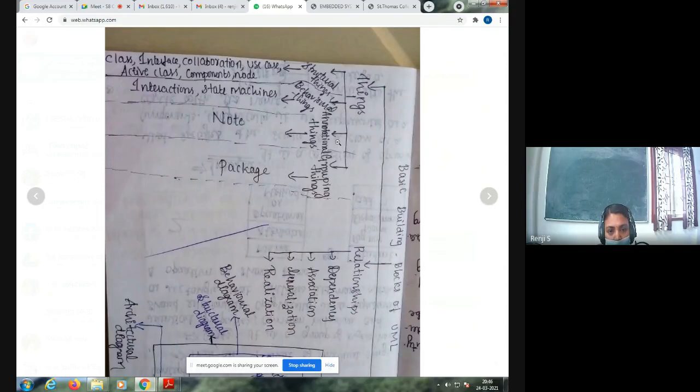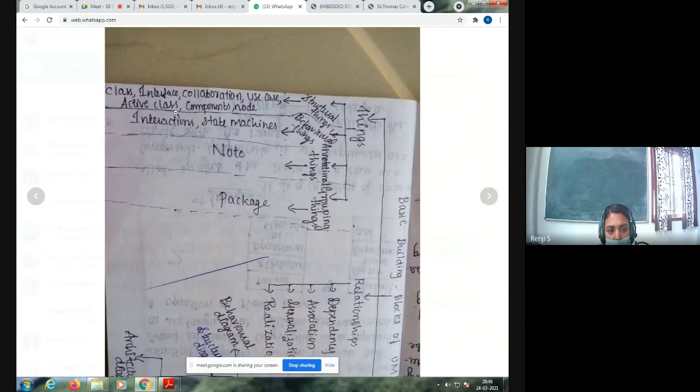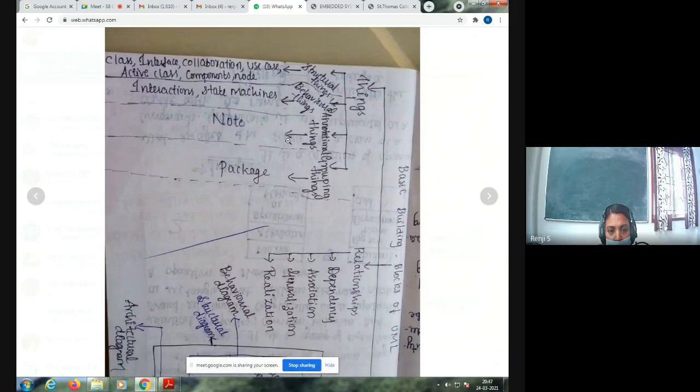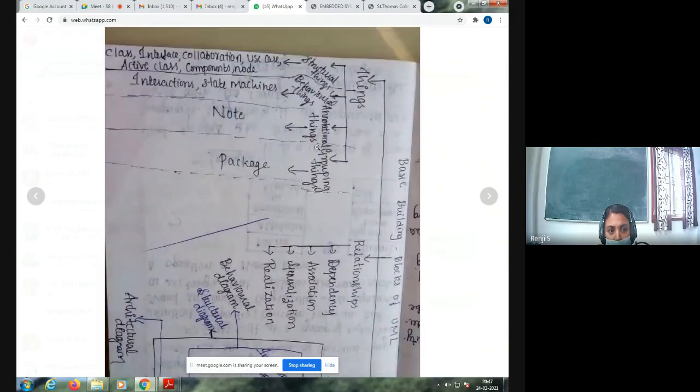Again, these four categories of things can be further classified. The structural things can be classified into seven types: classes, interfaces, collaborations, use case, active class, components, and nodes. The behavioral things are two types, which include interactions and state machines. Annotational things include the note, and grouping things include the package.